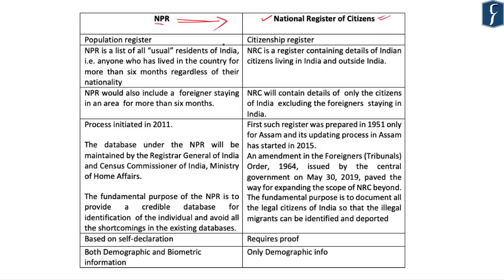First, let us talk about the difference between NPR and the NRC. Now, NPR is a population register, whereas NRC is a citizenship register. Because NPR, as the name suggests, National Population Register, will have a list of all the usual residents of a country. That is anyone, including the foreigner, who has lived in India for more than 6 months, regardless of their nationality. However, NRC is a register containing details of the Indian citizens, both living in India and outside India.